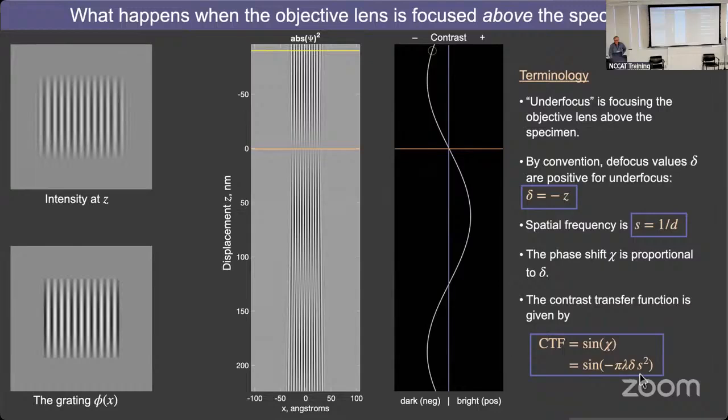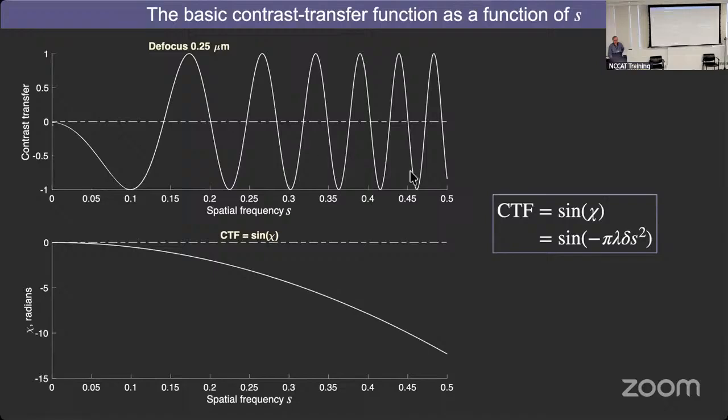It's just a sine function of the defocus, but it's a sine function of S squared. That's how we get this funny thing. Back to the previous slide.